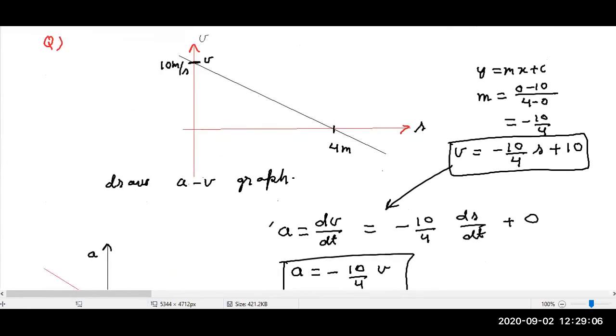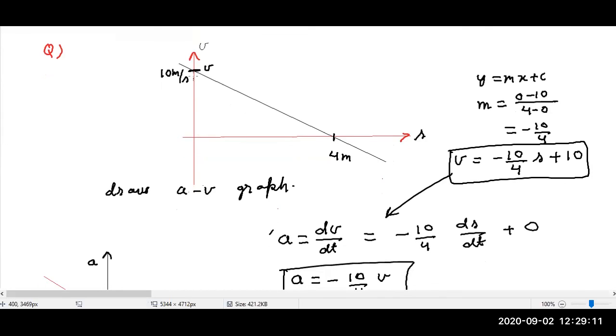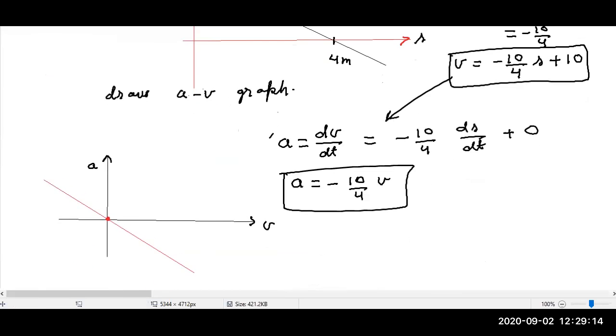The value was how much? 4 meter. Value was, velocity was what? 10 and 0. So 0 to 10. If we consider this 10, at 10, if the velocity is 10, we will have acceleration will be minus 25. It will be minus 25. From this graph, if you put velocity value v equal to 10, then acceleration will be what? 10 into 10 by 4, so minus 25. So you can make the graph like this.